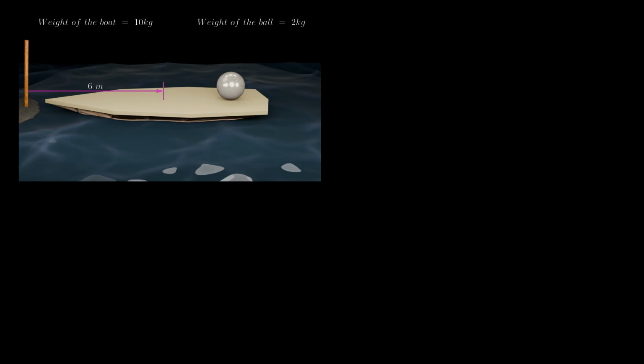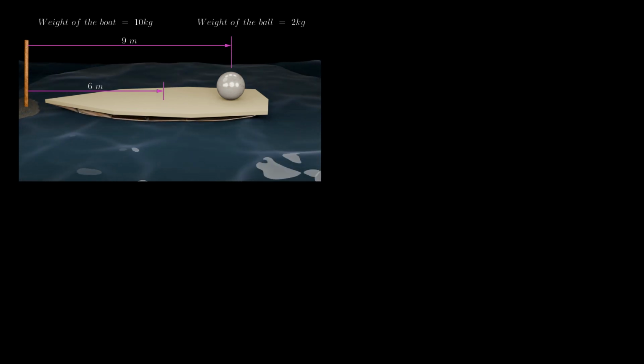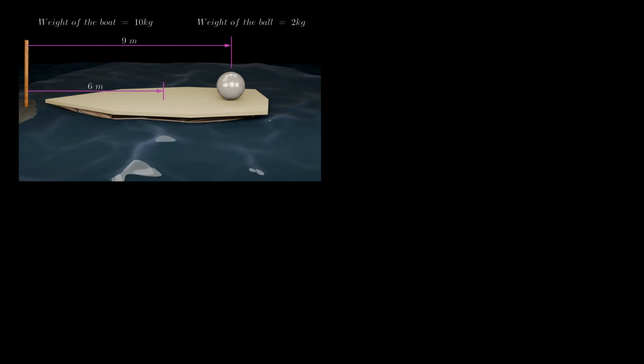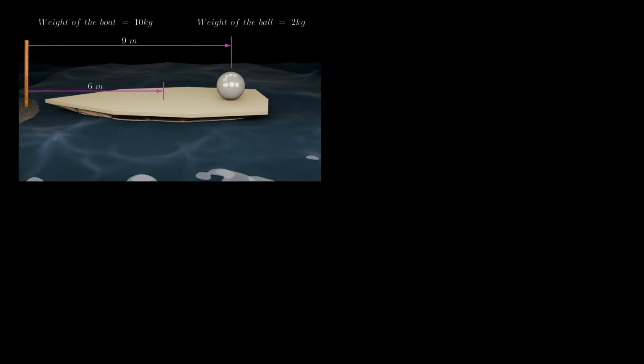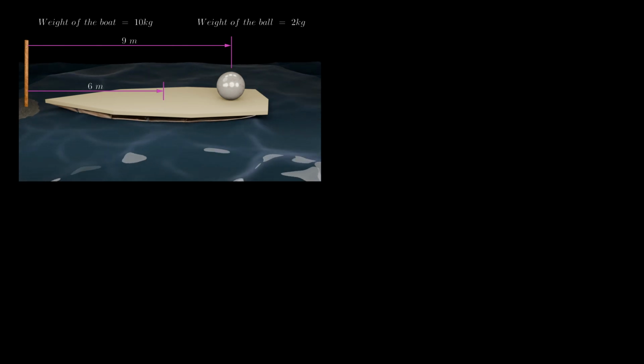In this example, we have a solid uniform ball with a mass of 2 kg, placed on a small watercraft with a mass of 10 kg. Both the ball and the watercraft are floating on water, which does not exert any drag on the boat. The distance from a post on the shore to the center of mass of the boat is 6 meters, and the distance from the post to the center of mass of the ball is 9 meters. Our task is to determine the distance from the post to the center of mass of this combined system.